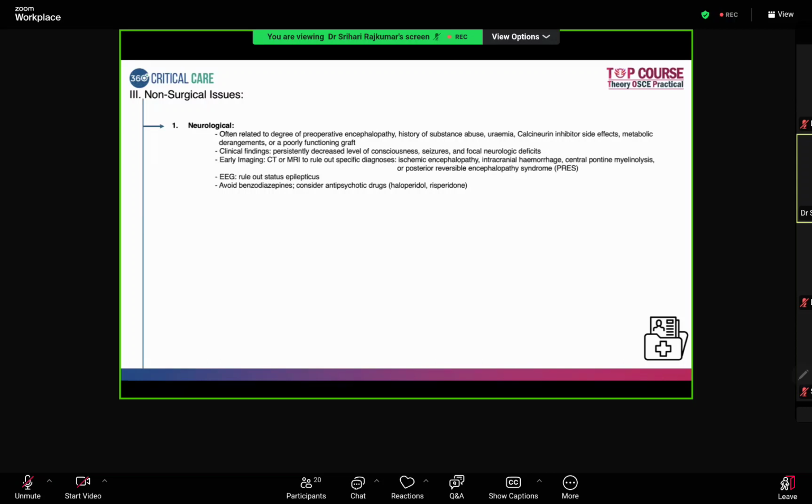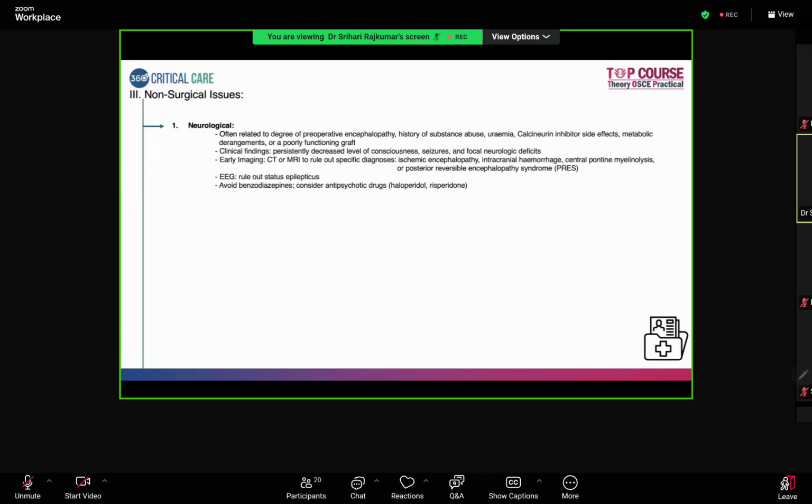Clinical findings are usually a persistent decreased level of consciousness, or they are very much encephalopathic, or they have structural brain lesions that develop de novo, that is new onset. Then they can have seizures or focal neurological deficits also.